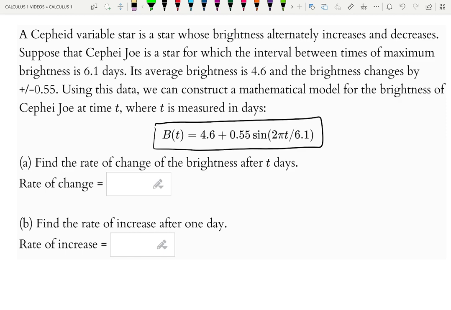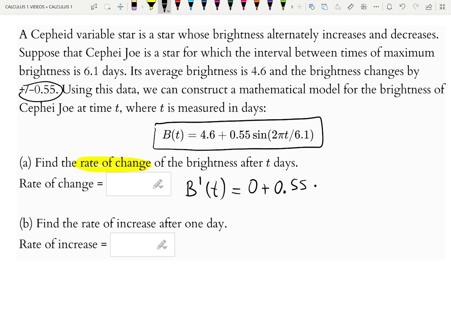Find the rate of change of the brightness after t days. Remember, if you see the rate of change, not the average though, the instantaneous rate of change or just rate of change, that means they wanted to take the derivative of this function. Basically, they wanted to practice chain rule. B prime of t: 4.6 gives you 0 plus 0.55. The constant will survive because it's multiplied by a function we're going to differentiate, so it's a rate. And remember, it actually does say that its brightness changes by plus minus 0.55.